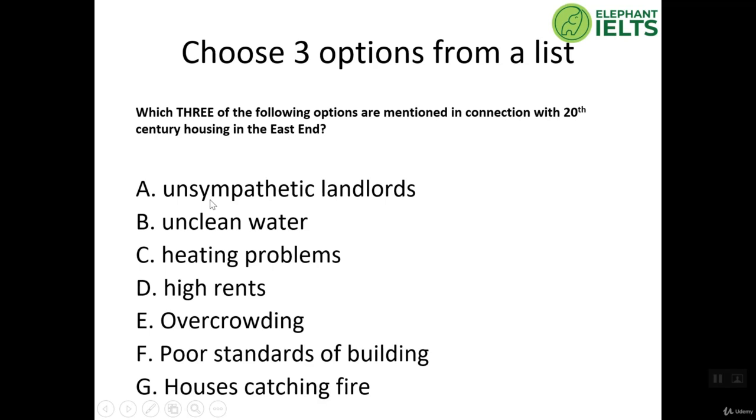So now we hear the third option. Which one is it? Unsympathetic landlords, unclean water, high rents. There's nothing about that. Overcrowding. Could that be an answer? Well, yes, it could, because it talked about how 2 full families were occupying one tiny, damp, unhealthy house. So the answers here are C, E, and F.